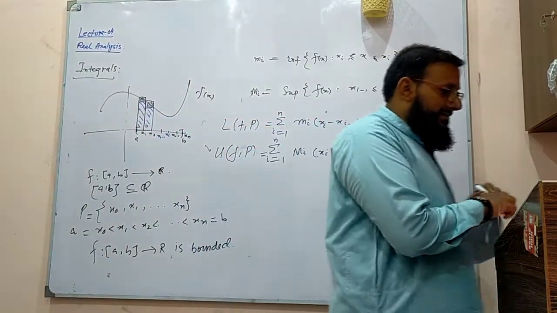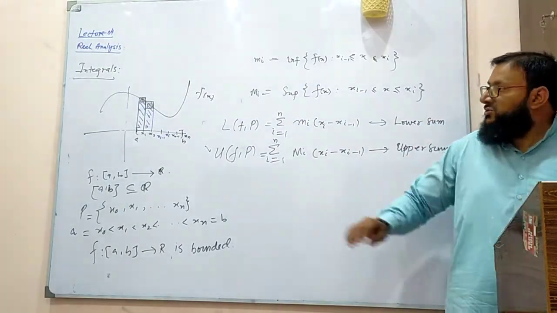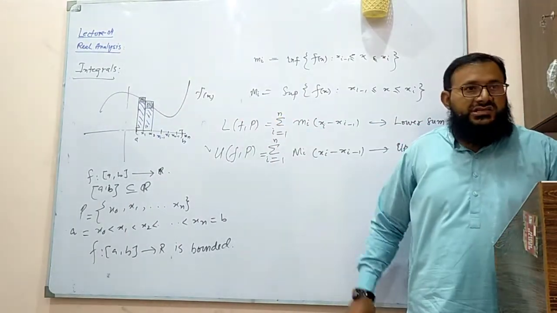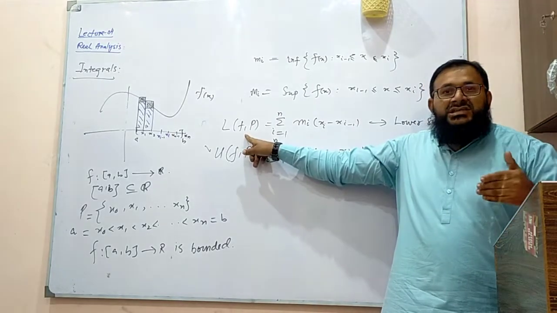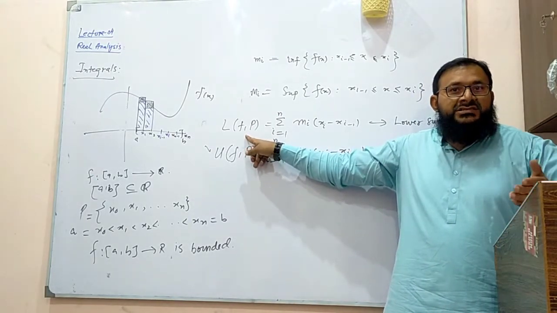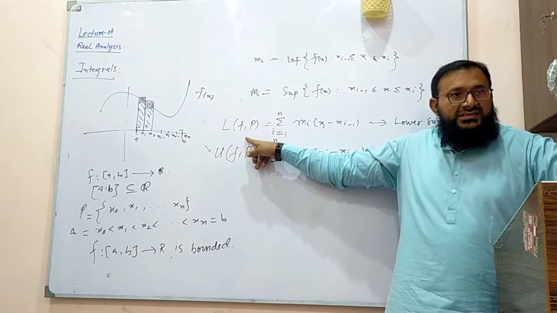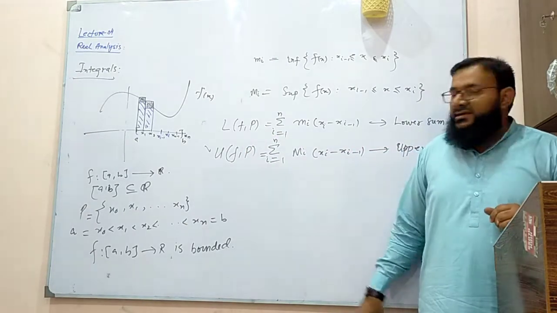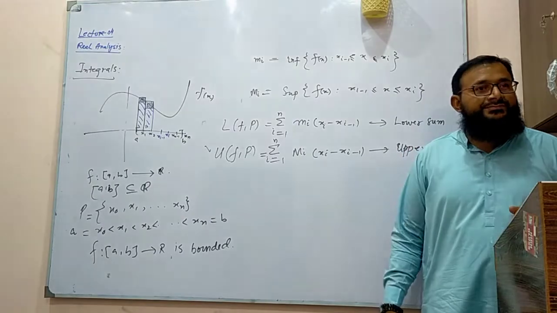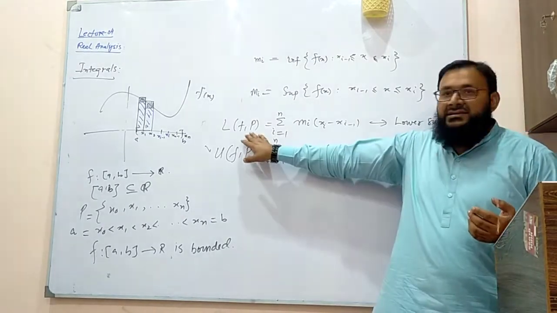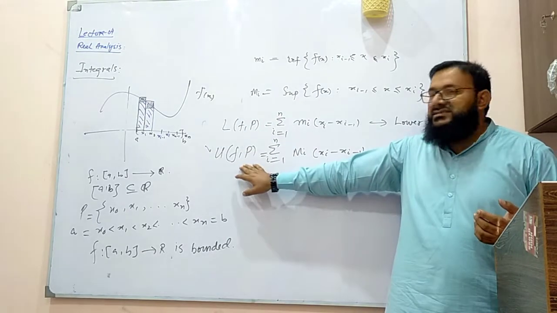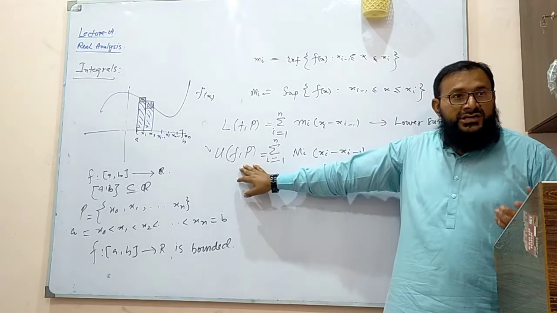What is the idea? I want to find out the area below this curve, but you can see that the lower sum is short of area. It means its area is smaller than the area below the function, and the area of the upper sum is greater than the area that we need. So this thing is smaller, this thing is bigger than the actual area.